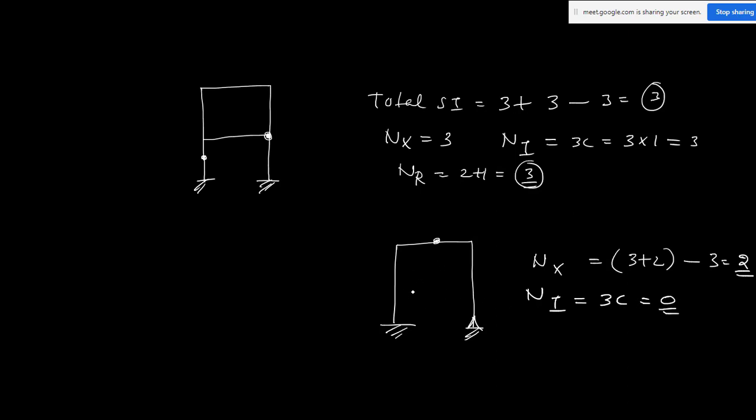Because here there is no closed loop. Here I have one closed loop. Here the value of C is 0. So 3 into 0, and the number of force release members is 2, so 1. The final answer is 2 plus 0 minus 1. The final answer is 1. So I think it is clear.